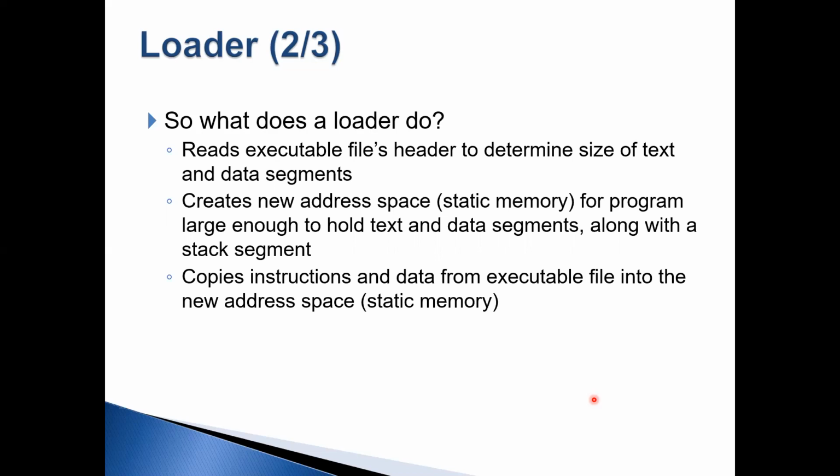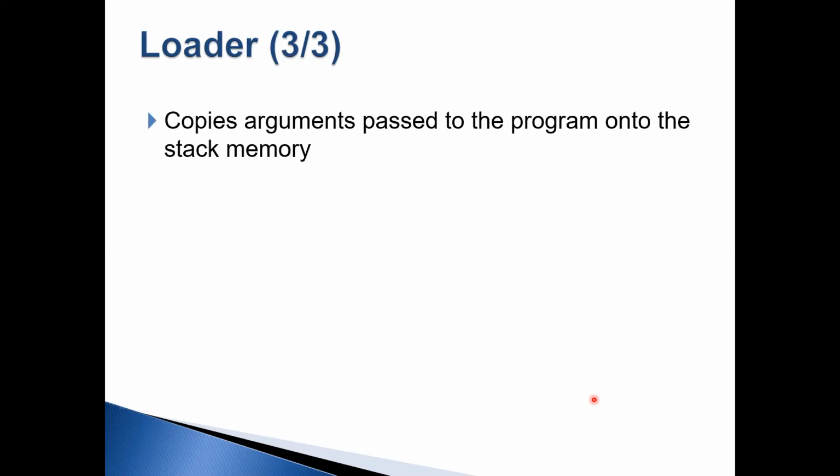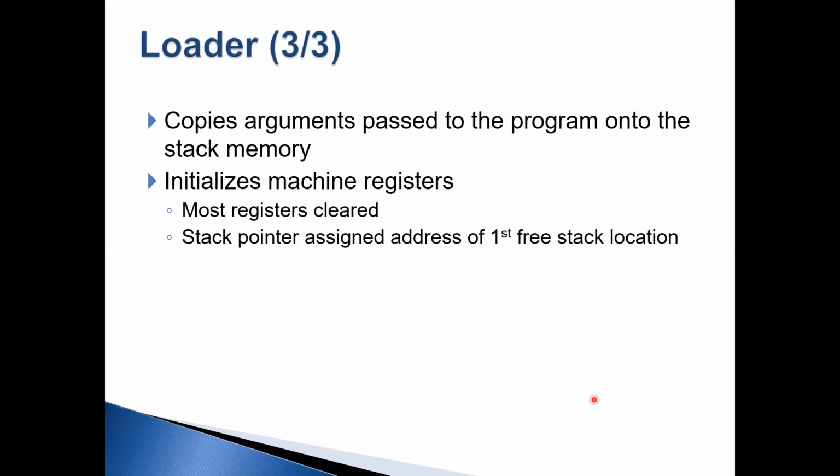And then prepare the stack memory too, because what is the first function a program will run? Main, right? So when you run a program, it always starts from a function, which is main. Since main is a function, you need stack memory. So this is also where the stack is prepared. You copy the arguments that you pass into the program, into main, into the stack memory, and then initialize your machine registers, right? Because you're going to have a lot of registers to be used.